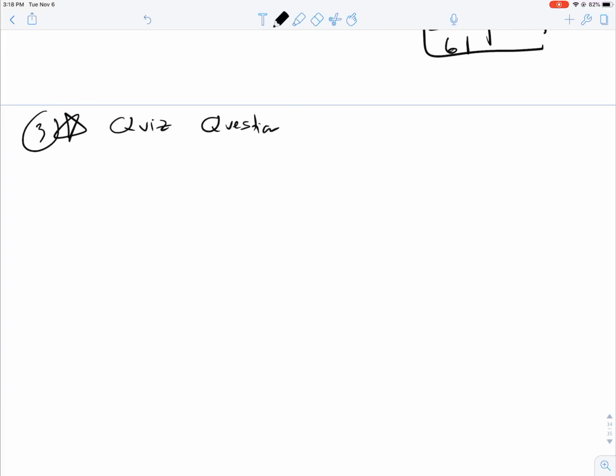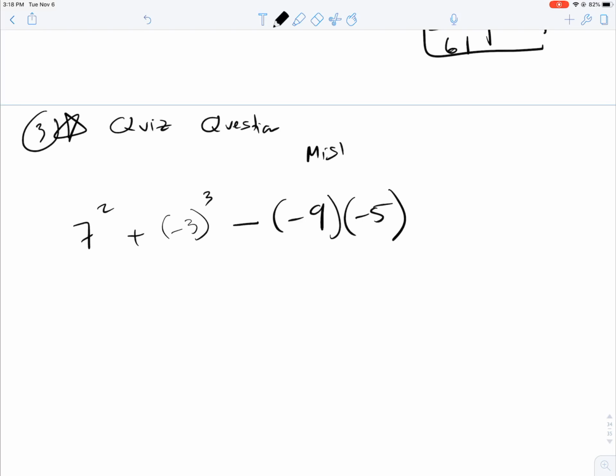All right, check this out. I have 7 squared plus -3 cubed, or -3 to the 3rd power, minus a -9 times -5. Okay, I want to show you, this is the mistake that a lot of people make. So here's a very common mistake, and I want you to avoid this.